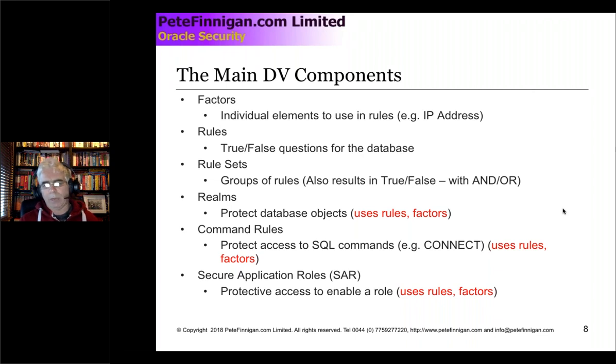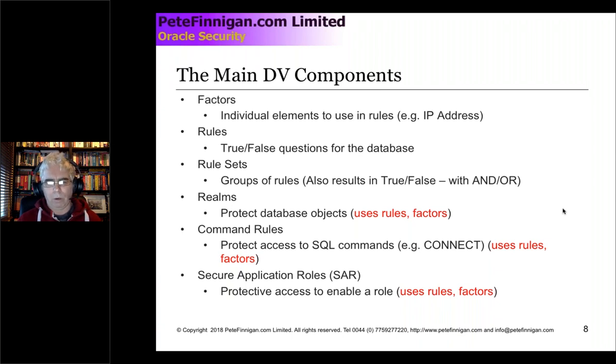Command rules basically means any SQL command that is available to the database, such as connect, for instance. So you can create a command rule on connect and say, with this command rule, we'll use this rule set or this rule and these factors to say you can only connect to the database from this particular IP address if the tool is not SQL+. And if the tool is HTTPD, for instance. So in other words, you can limit the connection to only Apache web server, but not allow the DBA to connect with SQL+ from the web server machine itself.